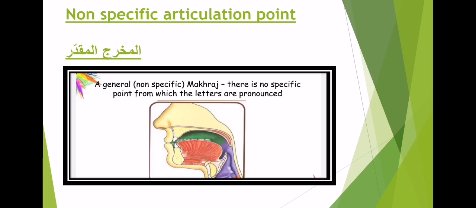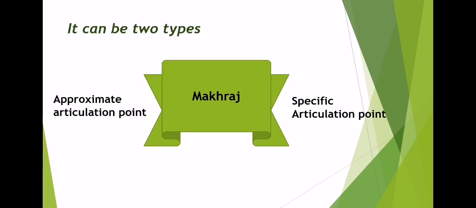It is non-specific. We can't divide this makhraj into specific articulation points. So we will call this an approximate articulation point or non-specific articulation point. In Arabic we call it makhraj muqaddar. Okay, so now the makhraj is divided on another basis. It is divided into two: specific makhraj and approximate makhraj.